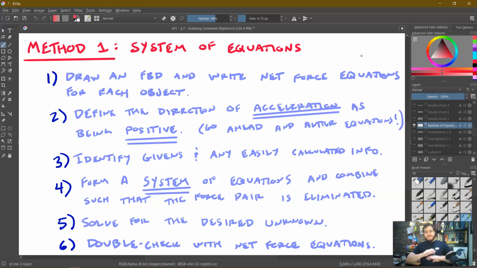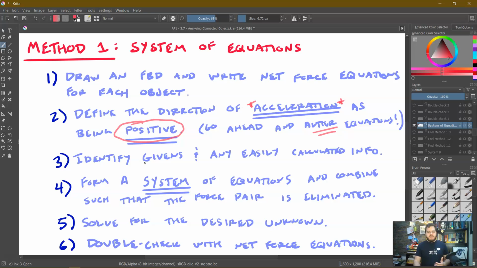But I think it's fair to say that there were a lot of steps in that method, so let's list them all now, and then we can practice it again in a minute. 1. You want to draw an FBD and write net force equations for each object that is going to be accelerating, that you want to consider in the problem. We want to define the direction of the acceleration as the positive direction. That will always make our math come out way, way easier. And additionally, let's go ahead and alter the equation so that if you have a force in the negative direction, you go ahead and label it as negative, even though I don't typically like to do that.